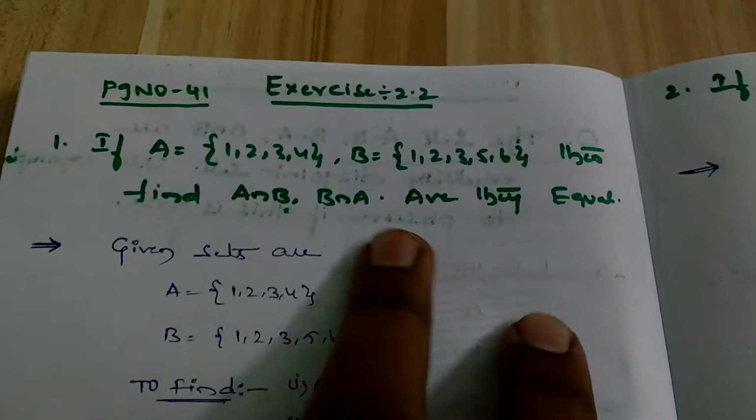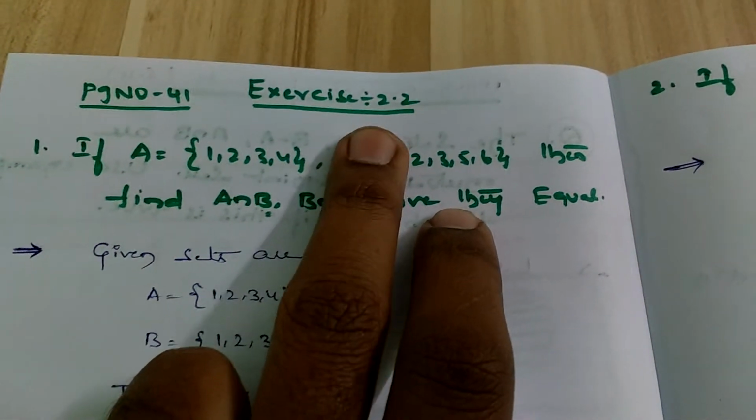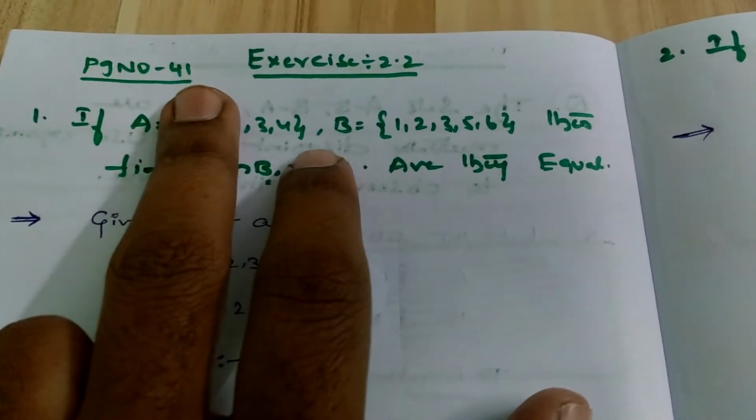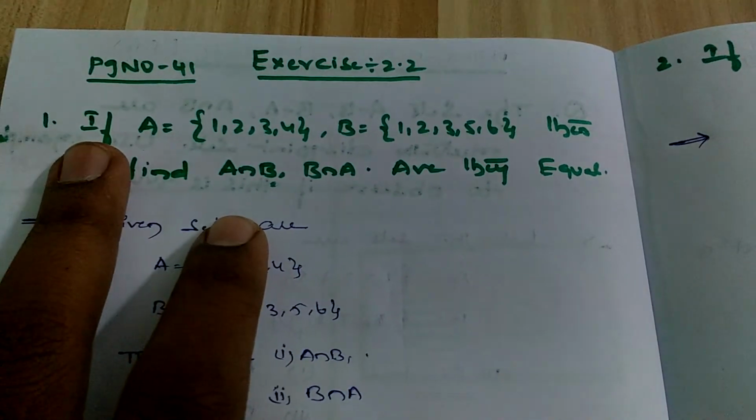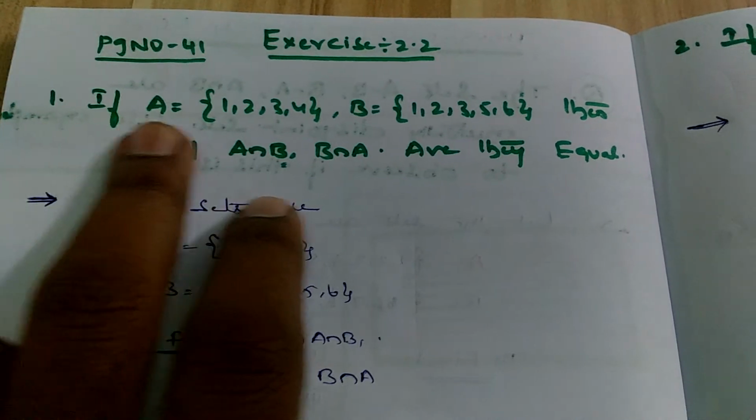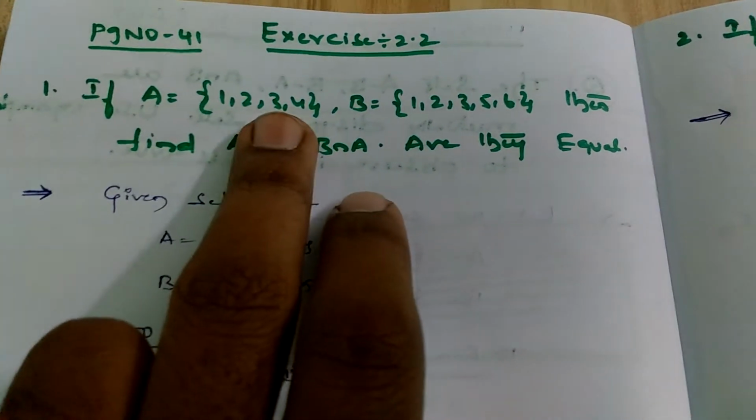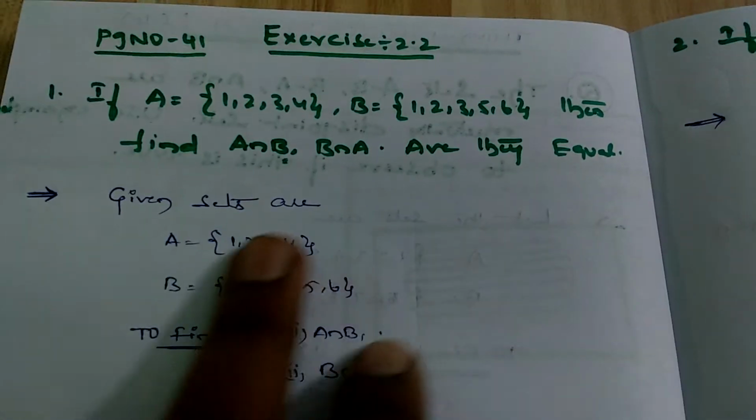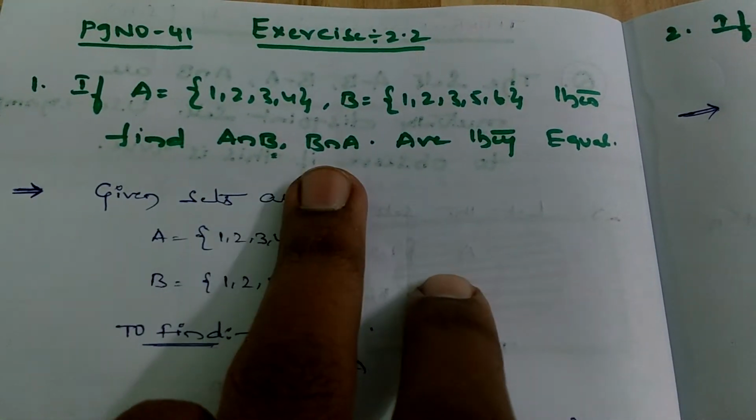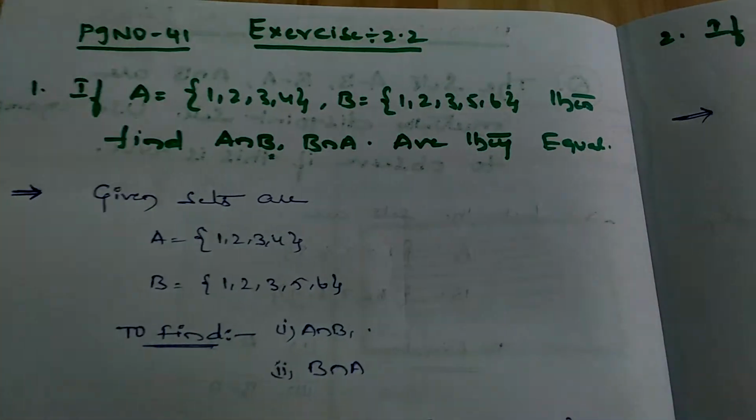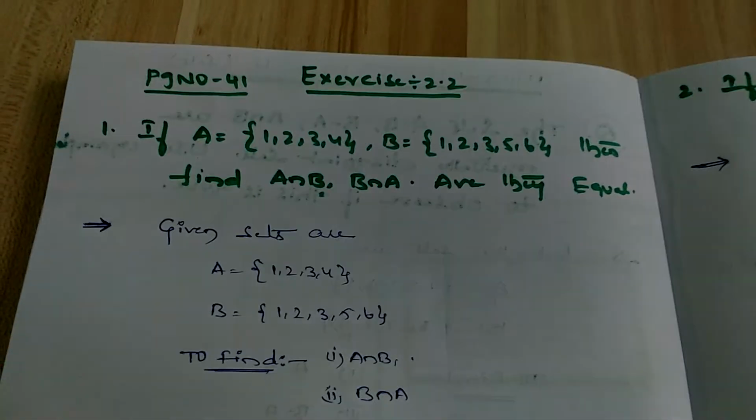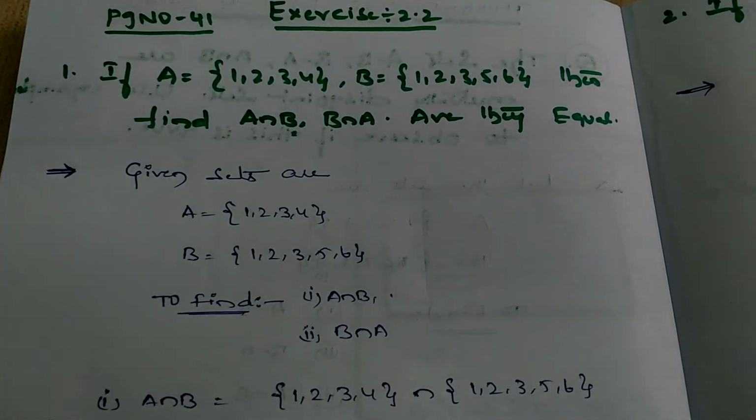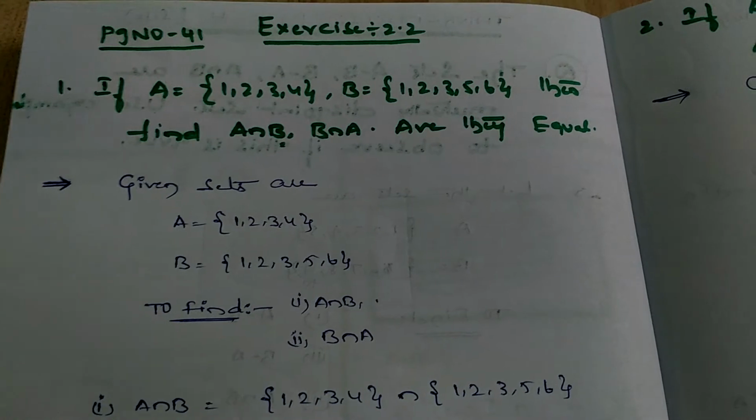Today we are going to discuss exercise 2.2, page number 41, chapter Sets, for class 10th. What is given? If set A equals 1 2 3 4 and set B equals 1 2 3 5 6, then find A intersection B and B intersection A. Are they equal? We have to prove whether the given sets are equal or not under the intersection operation.